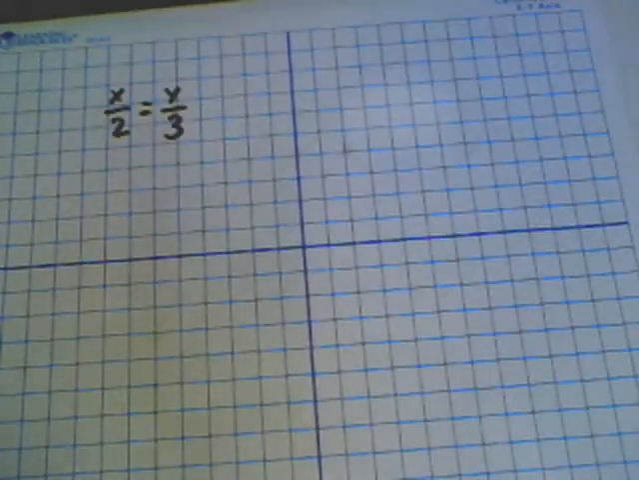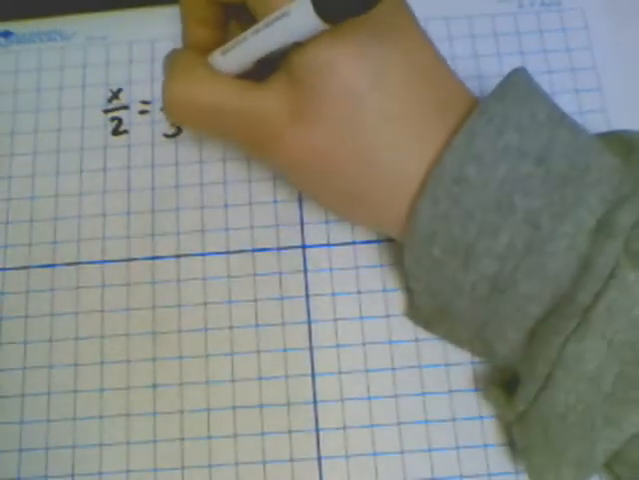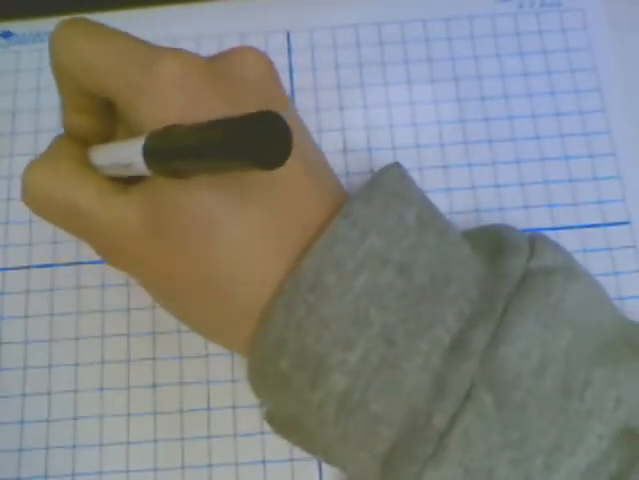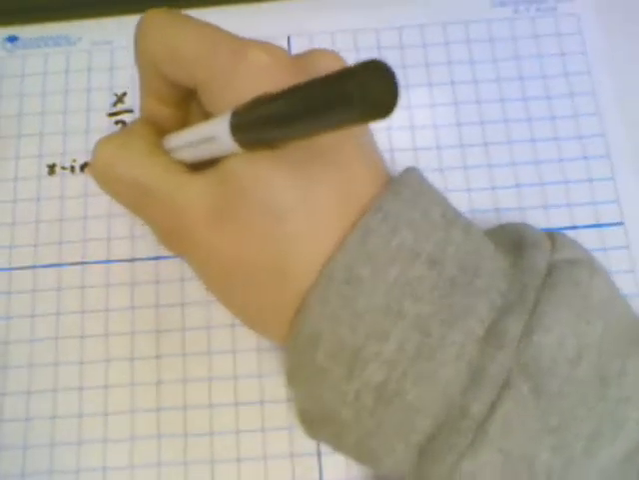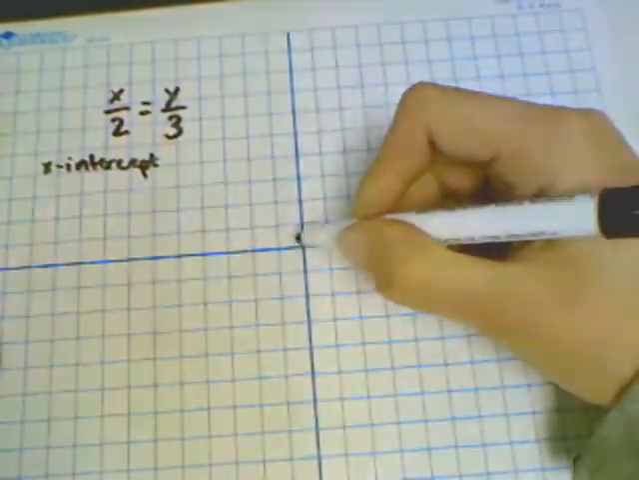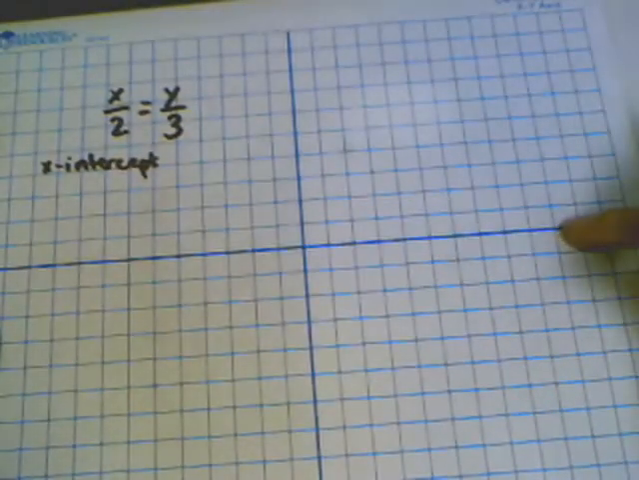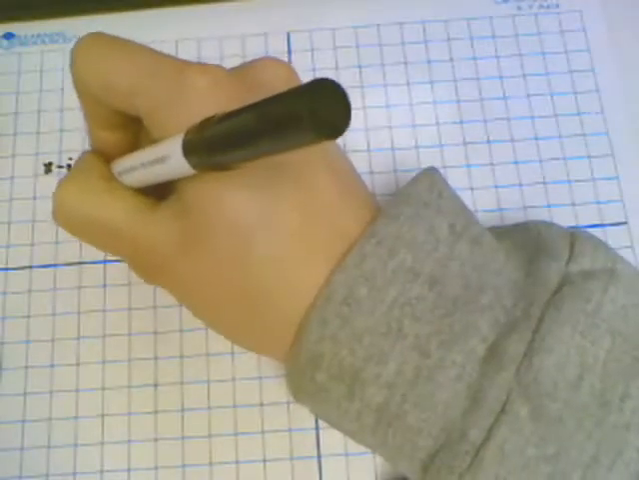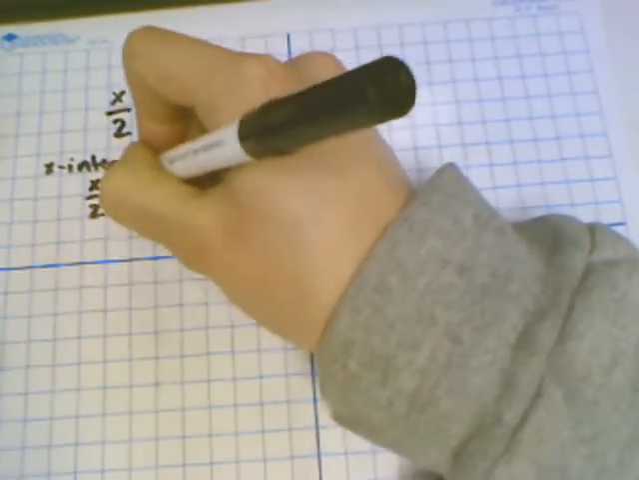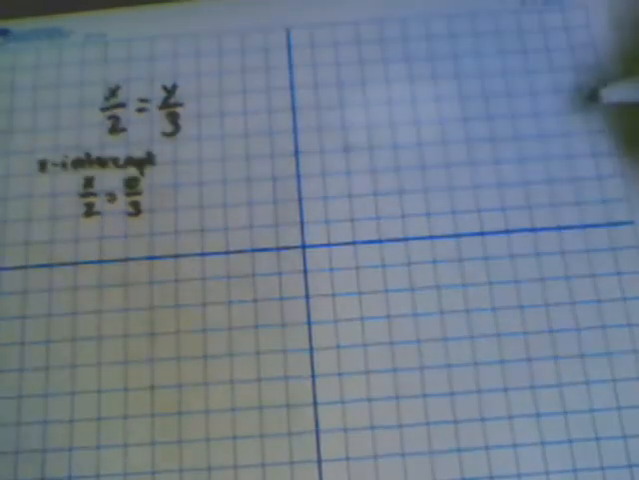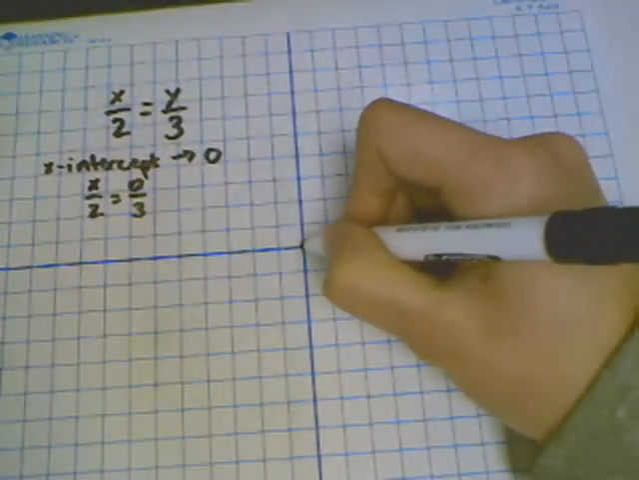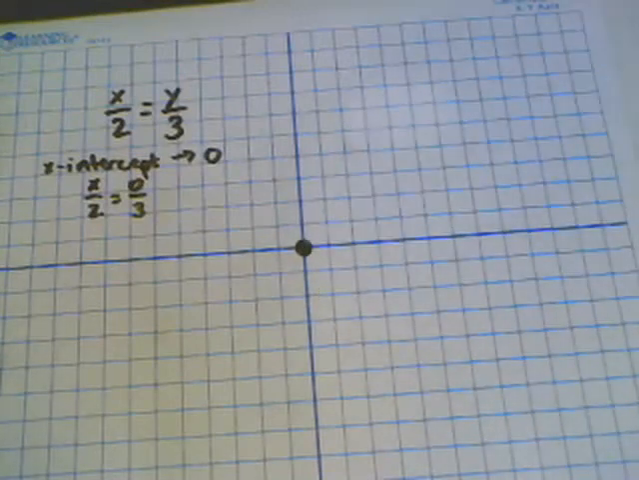To graph the equation x over 2 equals y over 3, I'm not even going to rewrite it in standard form. I'm going to jump right into finding the intercepts. To find the x-intercept, that means I'm on the x-axis, I'm going to plug 0 in for y. If y is 0, I get the equation x over 2 equals 0 over 3. When I solve that equation for x, I find that x is 0. So when y is 0, x is 0, and that means this graph goes through the origin.